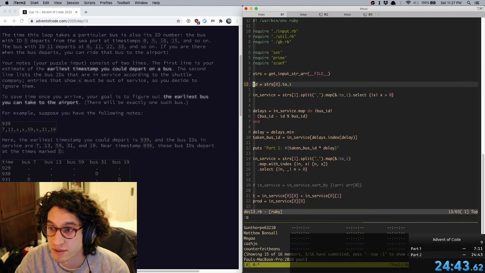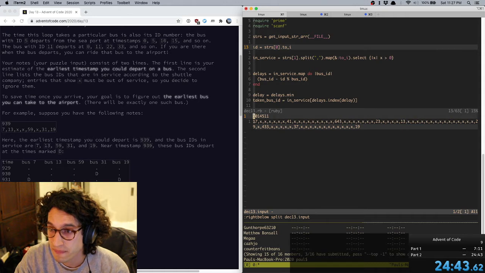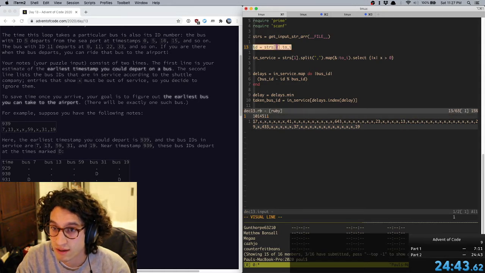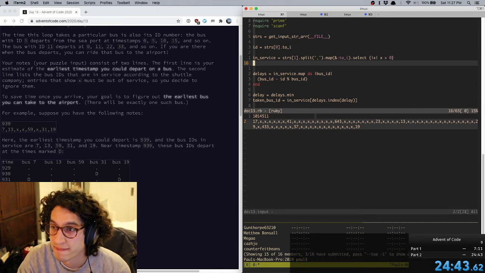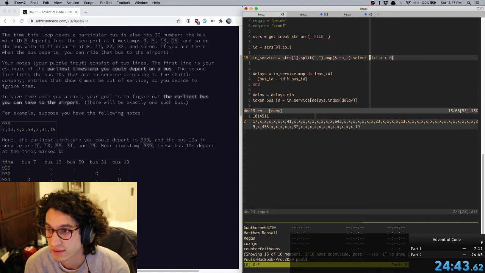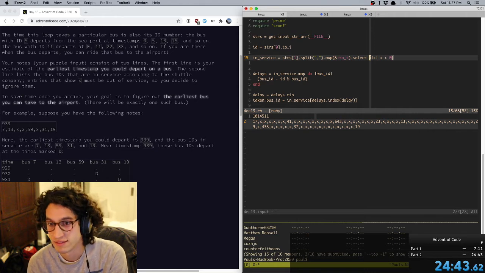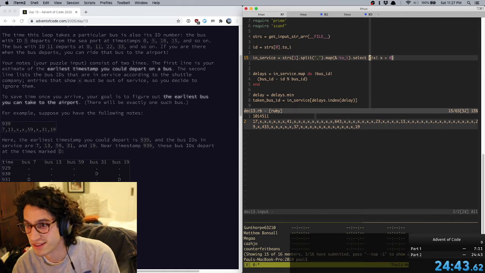Okay, so here's our input, 13.input. This is our bus ID. And then our in-service buses are these, and we just strip out the X's, which I guess works. I call toI on everything, which returns 0 for non-numbers, and then I just get the positive ones. But I could have just filtered out the ones equal to X, whatever.